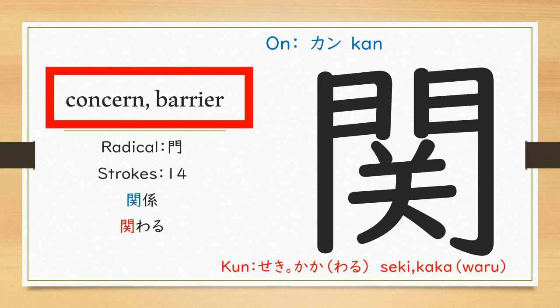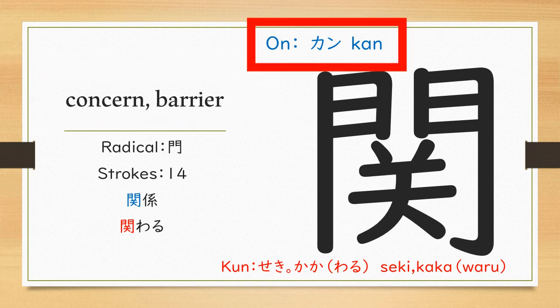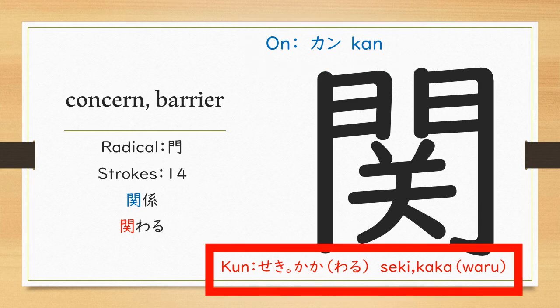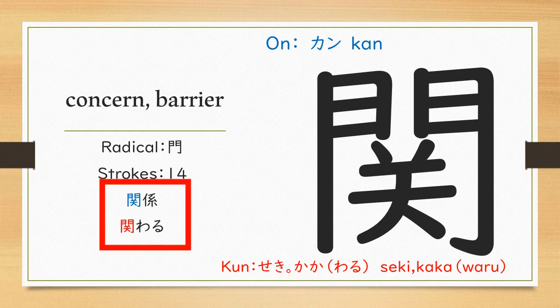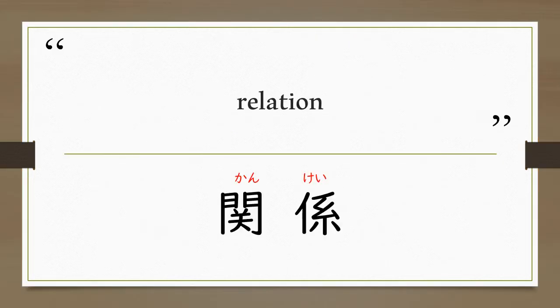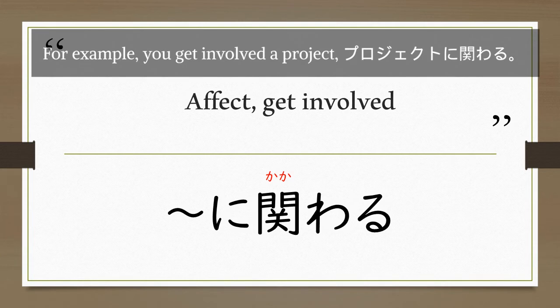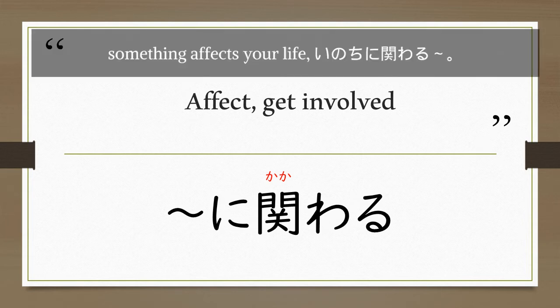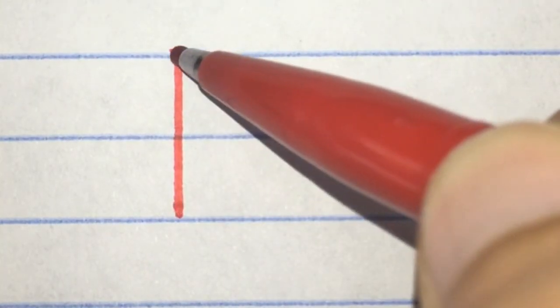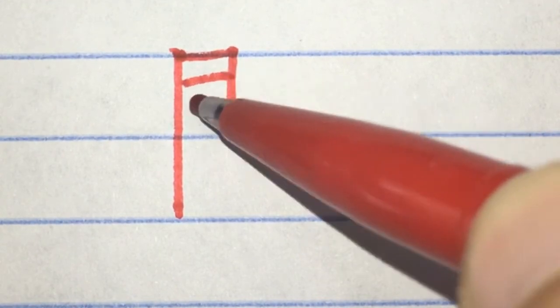The meaning is concern, barrier. On is kan. Kun is 関わる. Radical is the gate. These are the words with this kanji. Relation is 関係. Affect, get involved. For example, you get involved in some project: プロジェクトに関わる. Something affects your life: 命に関わる.